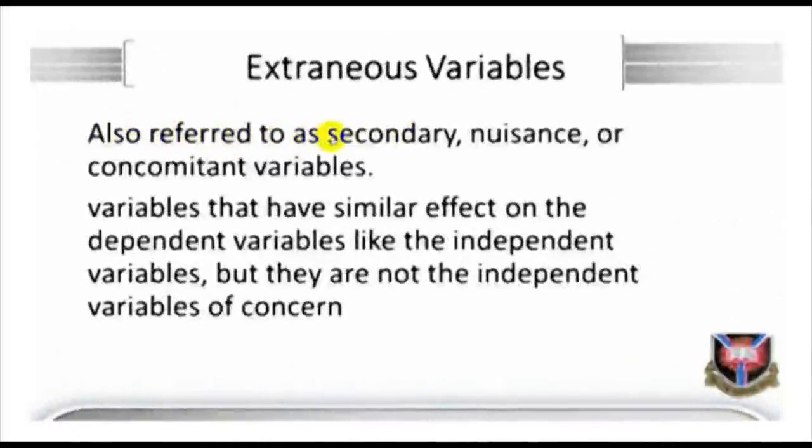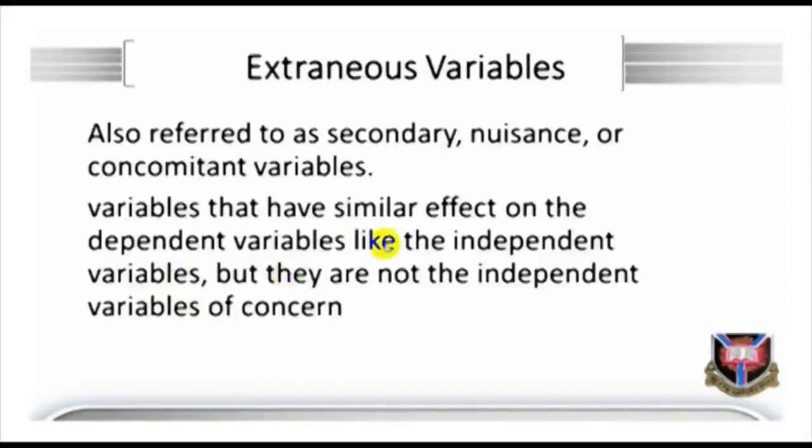3. Extraneous variables. These are also referred to as secondary, nuisance, or concomitant variables. They are variables that have similar effects on the dependent variables like the independent variables, but they are not the independent variables of concern. Extraneous variables have to be checked in every research to prevent their contaminating the dependent variable and thereby providing alternative explanations for any change observed.